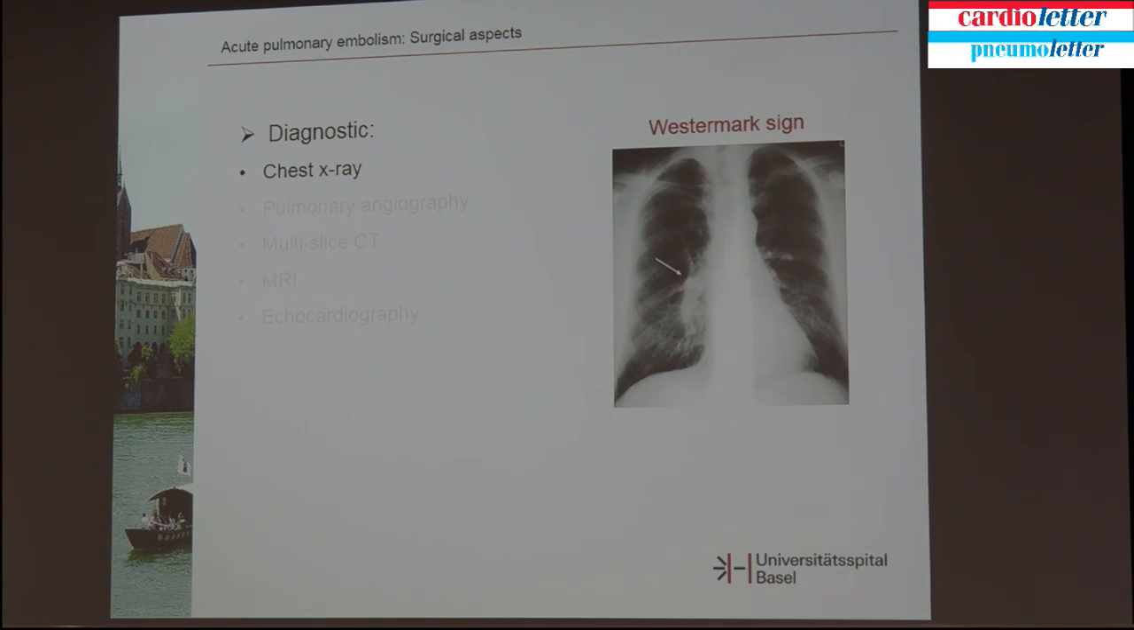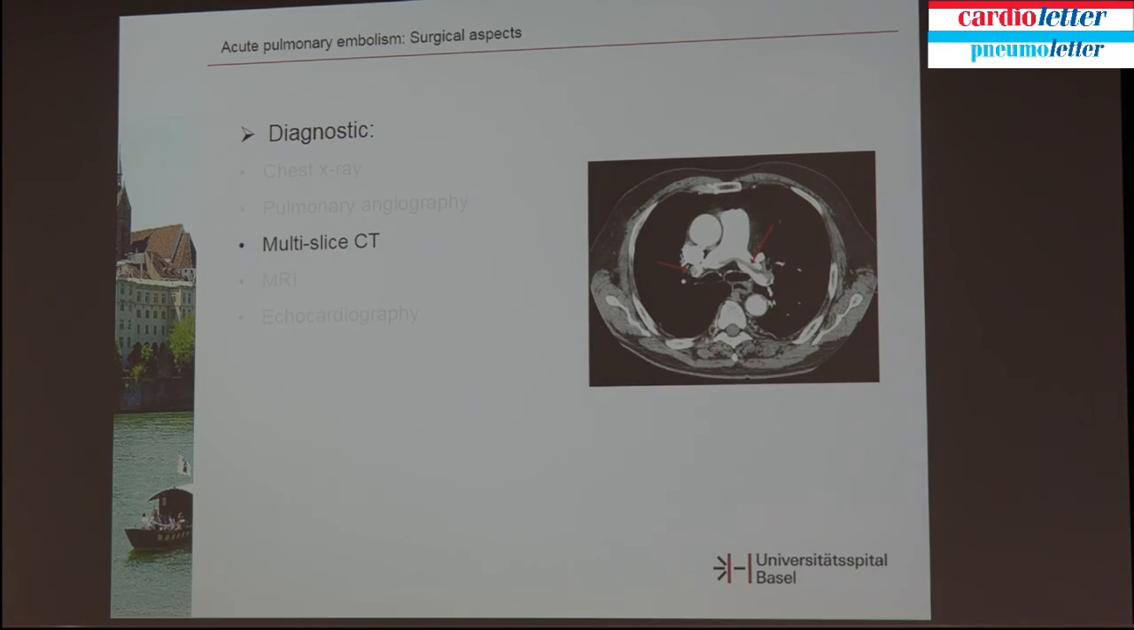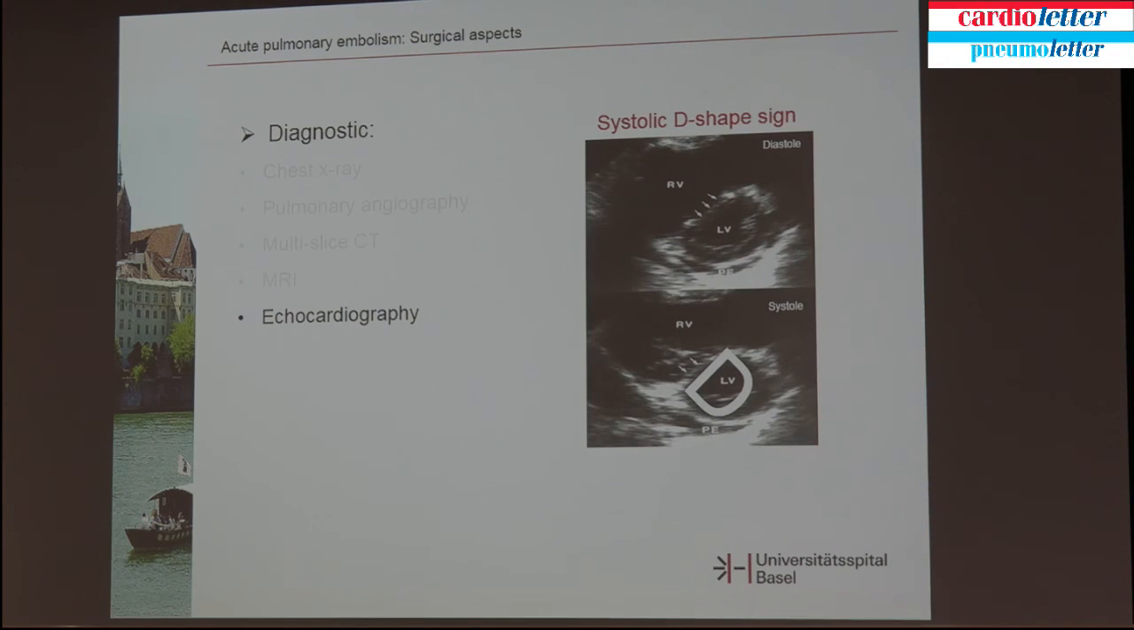We, doing surgery, need a couple of diagnostic prerequisites, which is the chest X-ray, showing, for example, the Westermark sign. We would like to have a pulmonary angiography, multi-slice CT, where you can see this saddle-shaped embolus, MRI, and echo. And in the echo, the most important sign is the D-shaped sign, meaning a shift of the ventricular septum from the right to the left side.